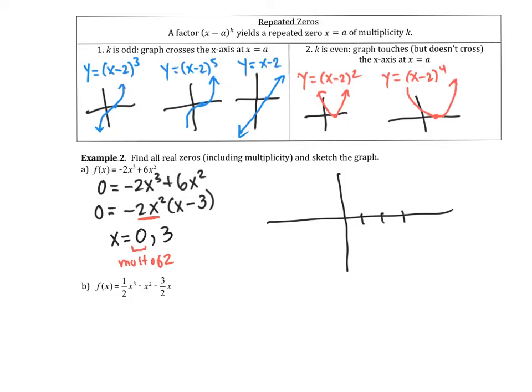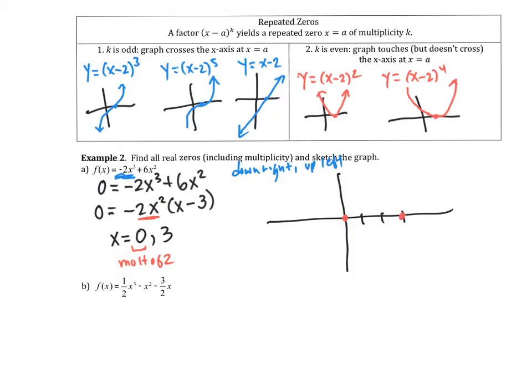Okay, let me consider the end behavior before I start sketching this. If I look at the leading coefficient or leading term, it's an odd leading term, so it's going to go up on one side and down on the other. It's negative, so it's going to go down on the right and up on the left. Down right, up left. You do not need to list it unless it tells you to, but I'm going to keep that in mind for when I'm graphing it. Okay, I know there's a 0 at 0 and 3.